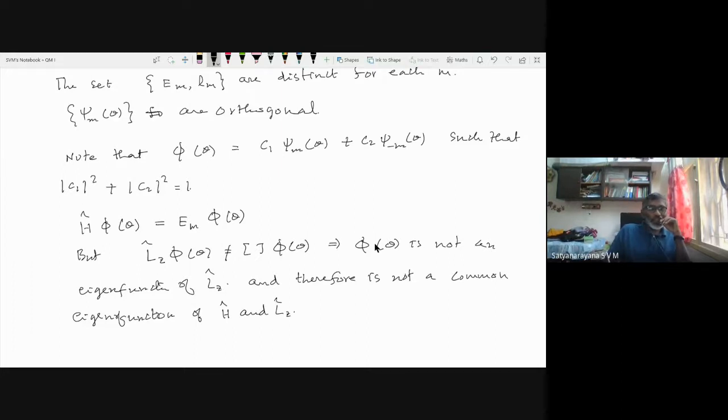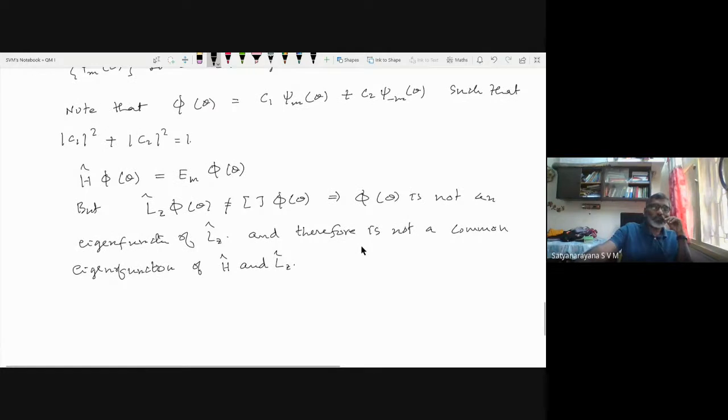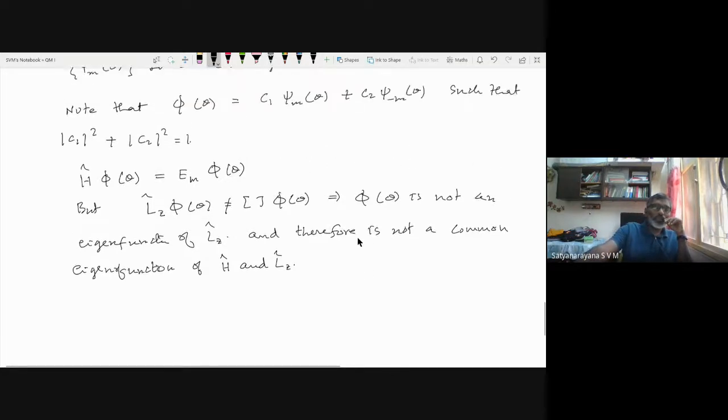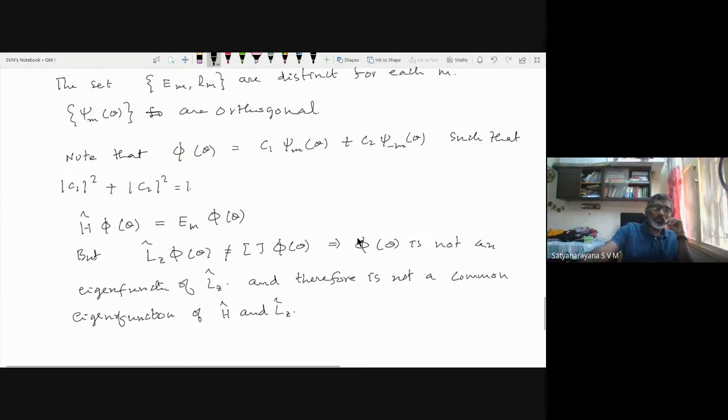So in the higher dimensional case, this is one feature one has to be careful about. If you want to get a correct orthonormal set of eigenfunctions, then you should bring in a set of operators which commute among themselves.